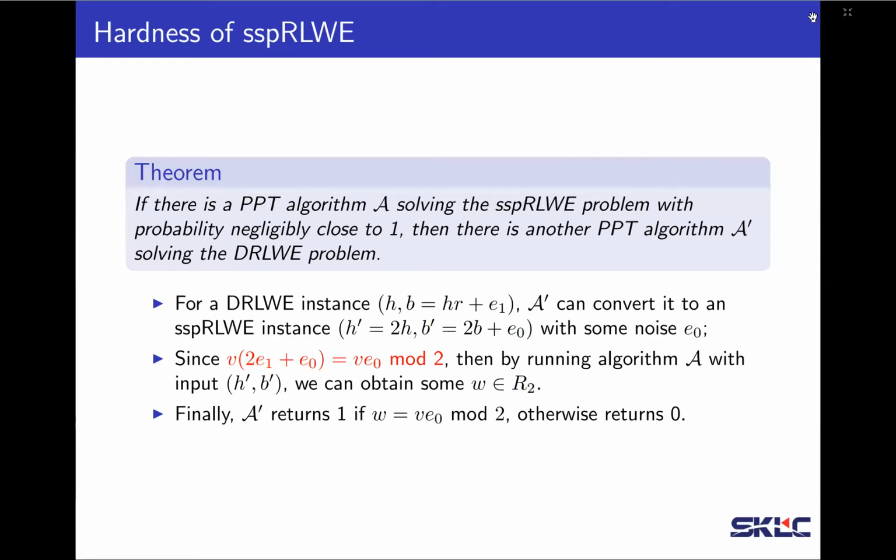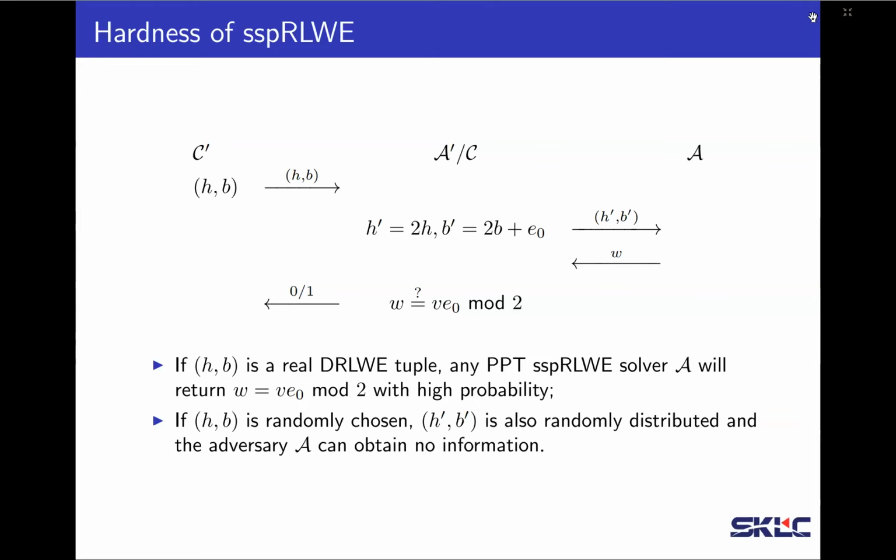Since V times the sum of 2 times D1 plus E0 equals V times E0 over 2, then by running algorithm A with input H' and B', we can obtain some value of W. And A' can return 1 if W equals V times E0 over 2, and otherwise 0. If it is a real tuple, any PPT SSP solver will return W equals V times D0 over 2 with high probability. If it is randomly chosen, H' and B' are also randomly distributed, and the adversary has no information.